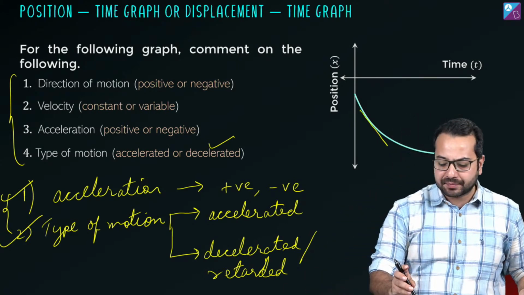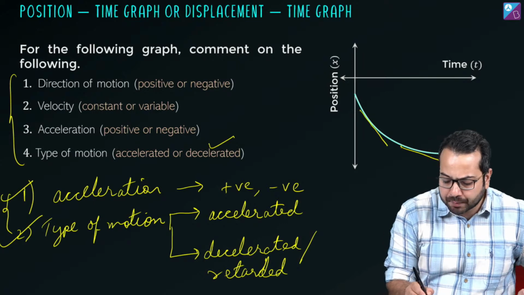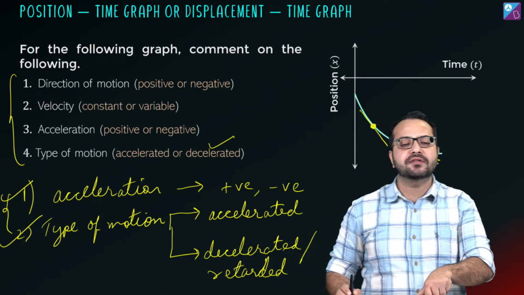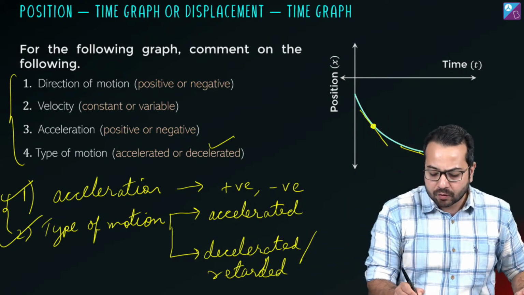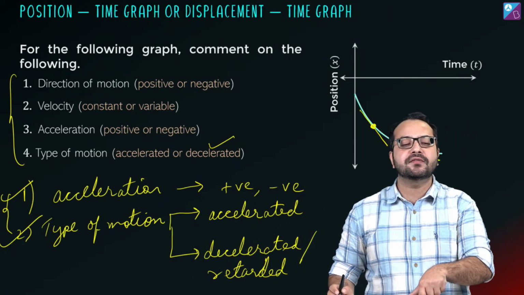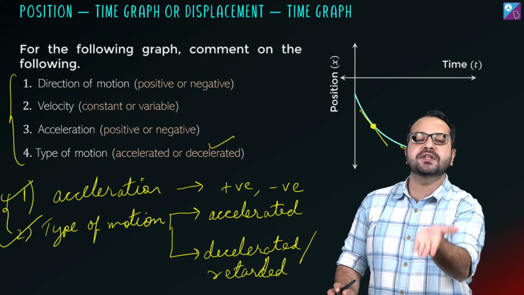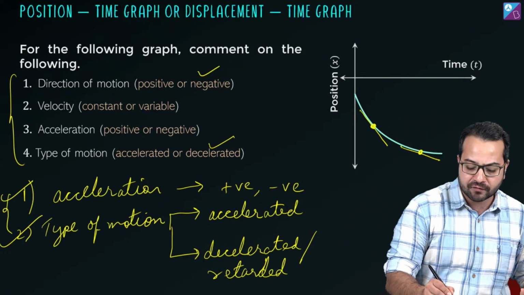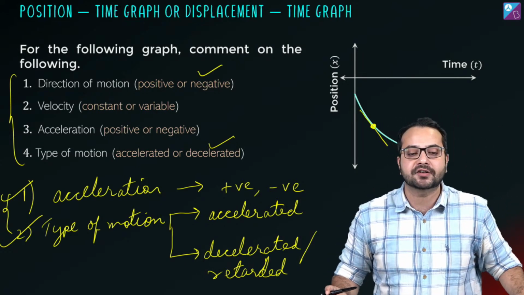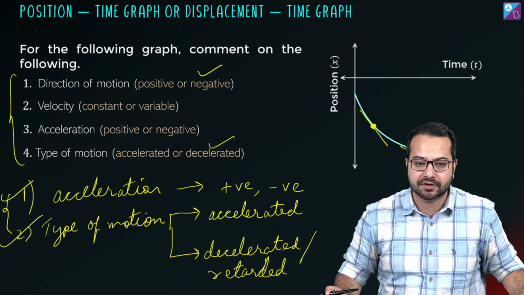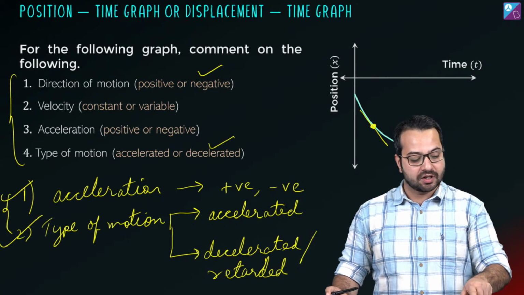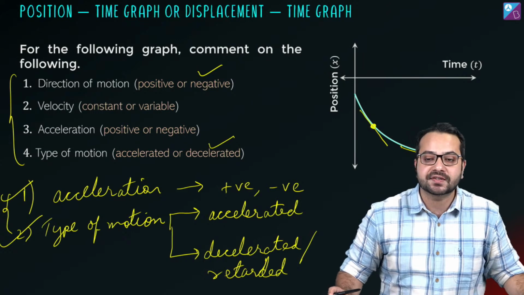Slope, what is happening? What is the slope here? Is the slope negative or positive? The slope is negative. For all the motion, the slope is negative, which means the velocity is negative, which means the direction of motion is negative. Is that correct? Clear? Chalo, next. Variable or constant velocity.